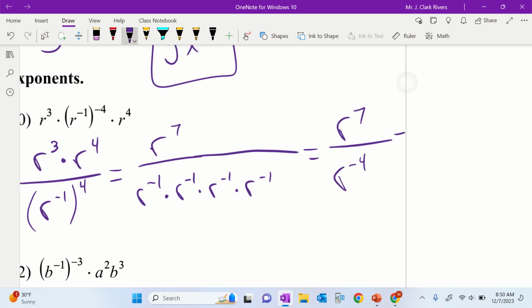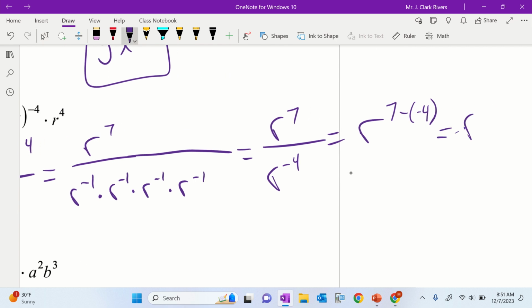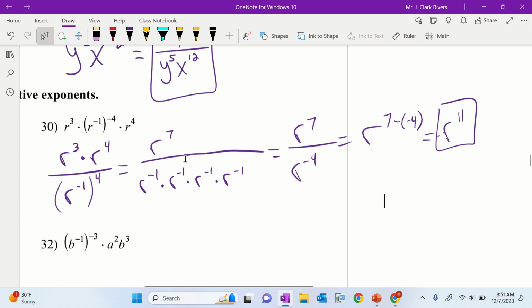Okay, so now we're dividing. There's two ways to think about it. You could just bring this up. That'd be fine. Remember, when we have the larger exponent, we keep that where it's at. So r is going to be in the numerator. And we subtract. Be careful here because we're subtracting a negative. So when you subtract negative 4, you get r to the 11th. Okay? You subtract negative 4, you have to add, so r to the 11th.